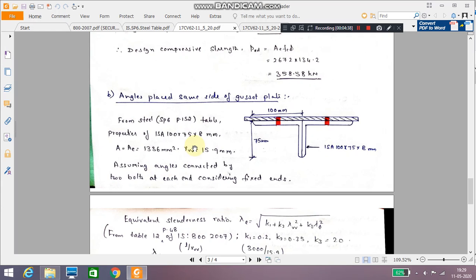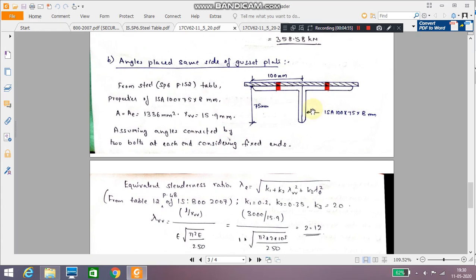So when we have the angles placed on the same side of the gusset plate, or it is discontinuous, we get the same category of problem solving. Assuming the angles are connected by two bolts at each end, considering the fixed end, we will consider the boundary condition as a fixity. So the equivalent slenderness ratio lambda E equal to square root of K1 plus K2 lambda VV square plus K3 into lambda phi square.